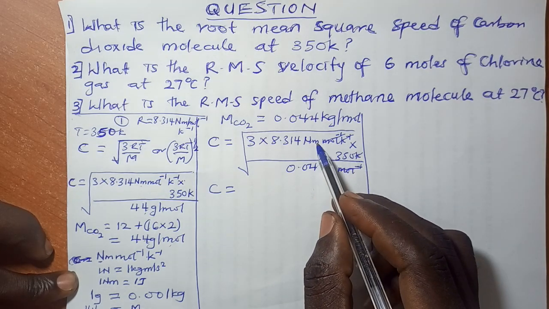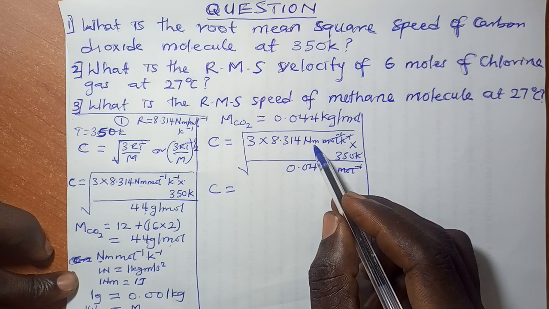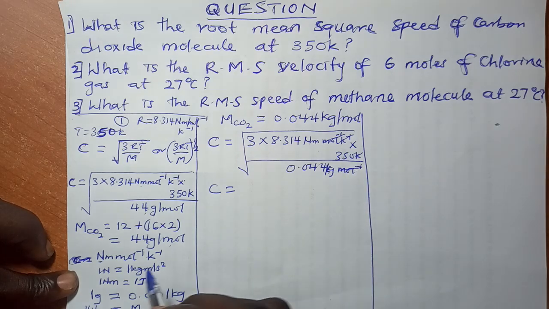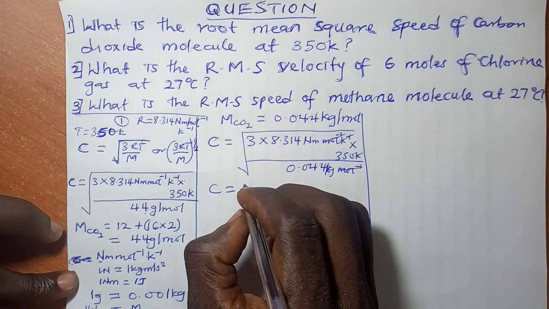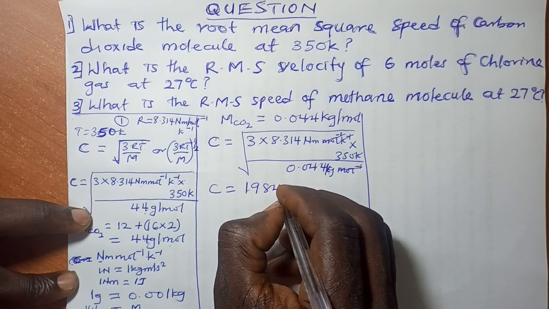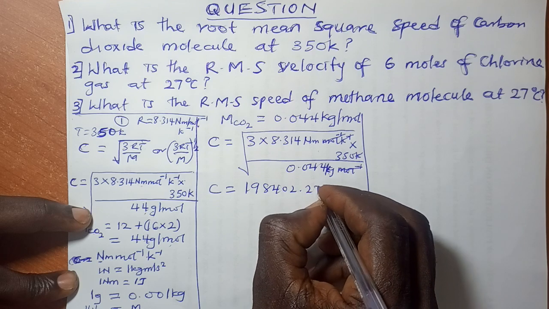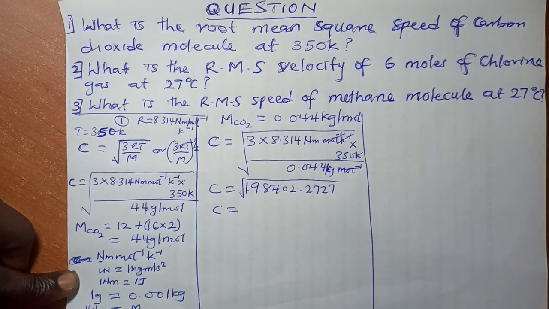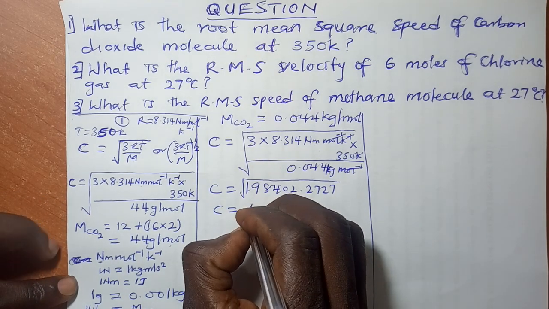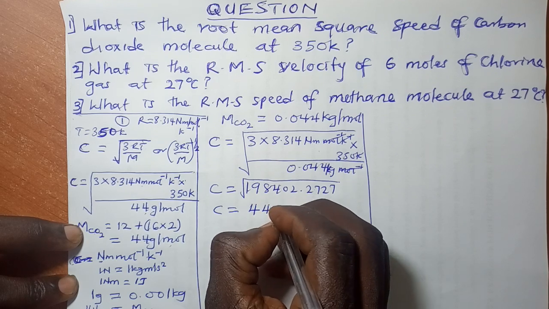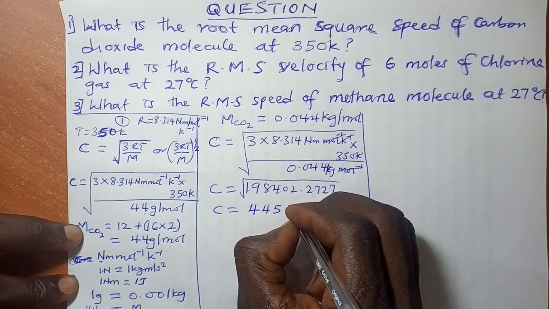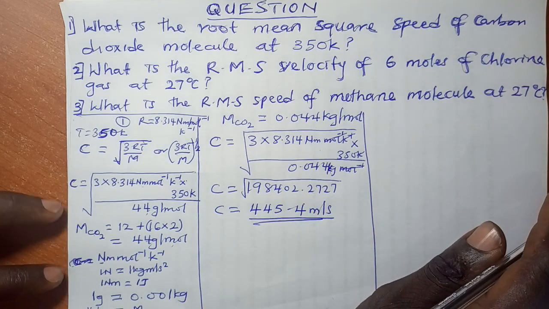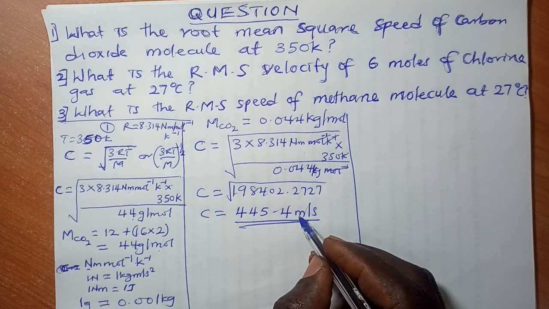So this Newton is kilogram meter per second square, so it's now in the standard unit. Please understand that very well. So when you divide, you'll be having 198,402.2727. If you take the square root, our answer will give us 445.4 meter per second. This is the answer. This is the right way you can put it in meter per second.